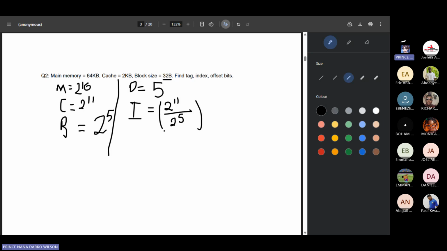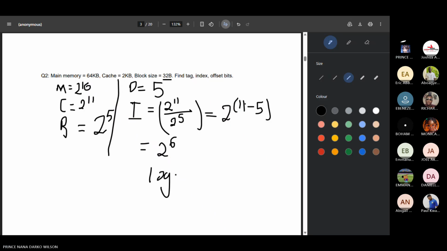And then that just gives us 2 all to the power 11 minus 5, like this. And then that's equivalent to 2 to the power 6. And then we find the log base 2 of that. And that just leaves us with 6.